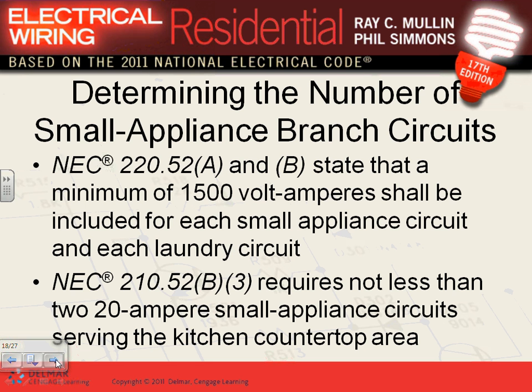Okay, moving on, guys, to small appliance branch circuits. Two things about small appliance branch circuits. Please, if you don't know that, highlight it. For small appliance branch circuits, you need two branch circuits. This is number one. And these are for the kitchen and the dining room. You allocate 1500 volt amp for every circuit.